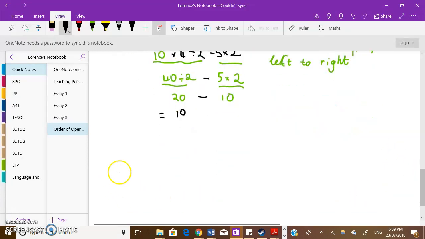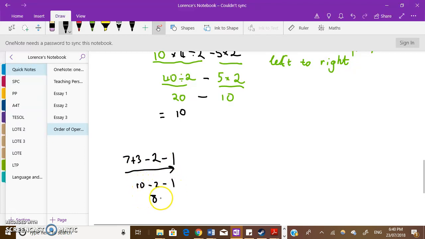Just a little bit of an extra lesson on this as well. If you have several or many numbers, like 7 plus 3 minus 2 minus 1, and it's all addition and subtraction, you go from left to right. So 7 plus 3 is 10, minus 2 is going to be 8, minus 1. You solve it from left to right. So it would become 10 minus 2 minus 1, which would become 8 minus 1. You must go from left to right for this one.